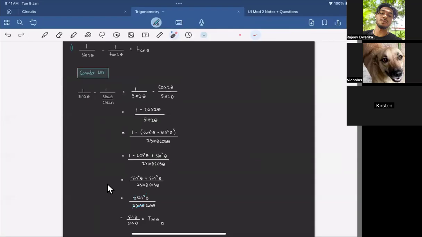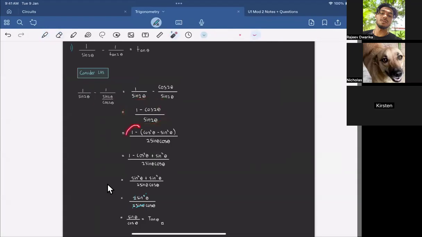Watch. If I had 1 over 5 minus 3 over 5, how am I going to write that as a fraction? 1 minus 3 over 5. Same thing here.